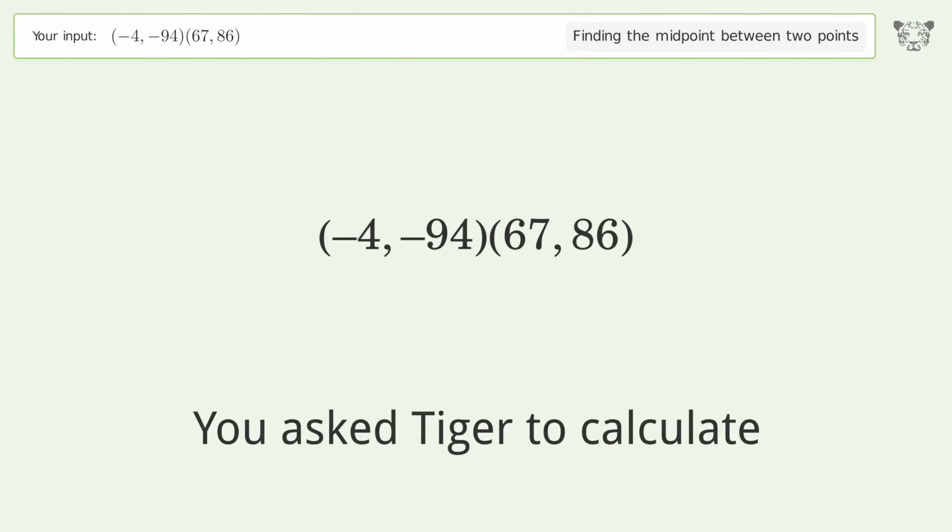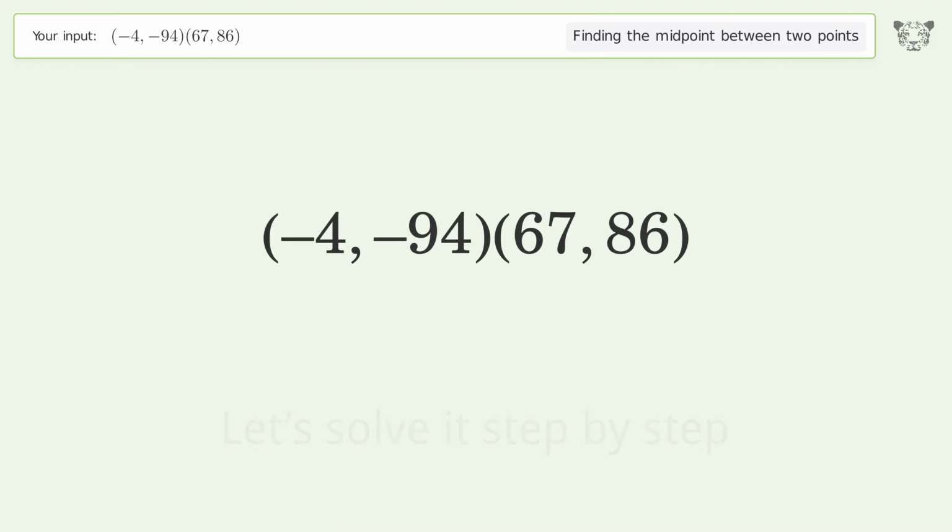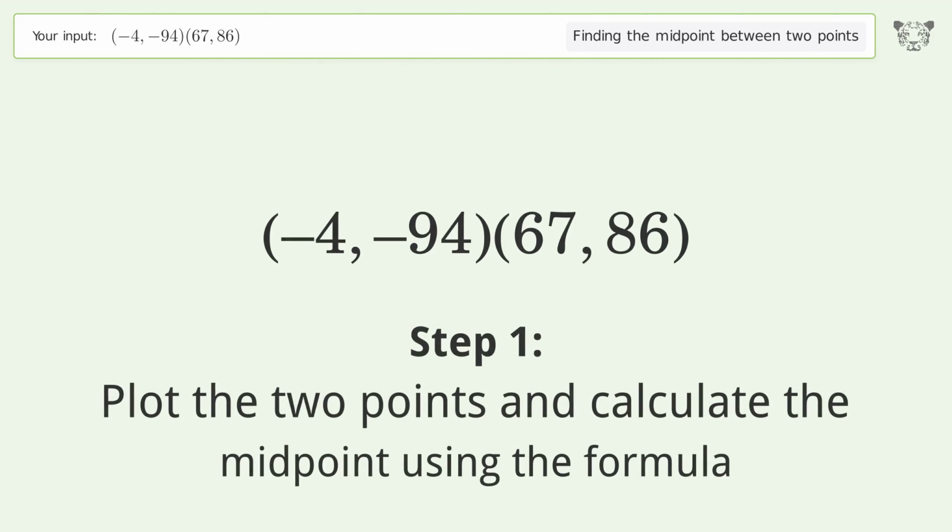You ask Tiger to calculate. This deals with finding the midpoint between 2 points. The midpoint between the 2 points is 31.5, -4. Let's solve it step by step. Plot the 2 points and calculate the midpoint using the formula.